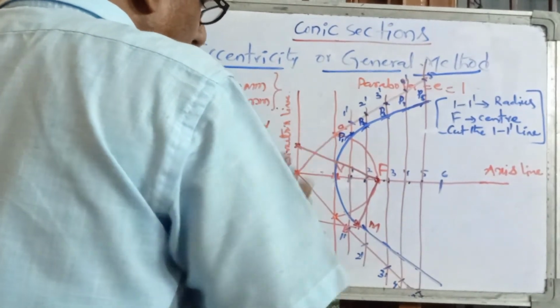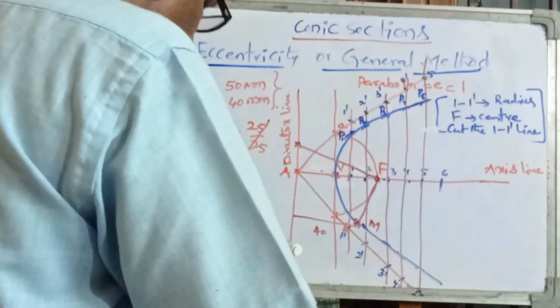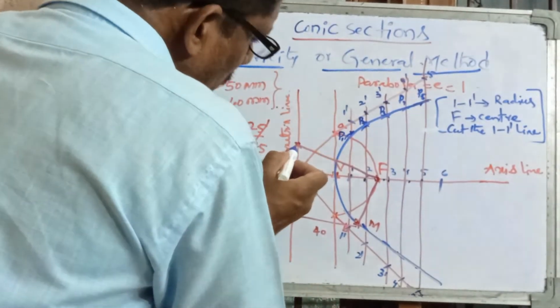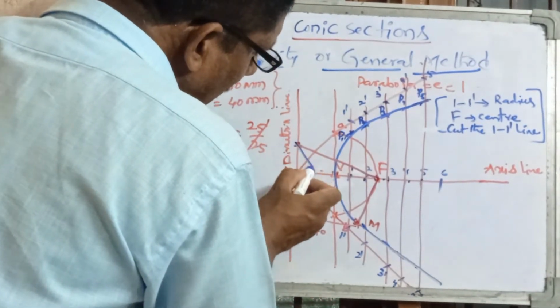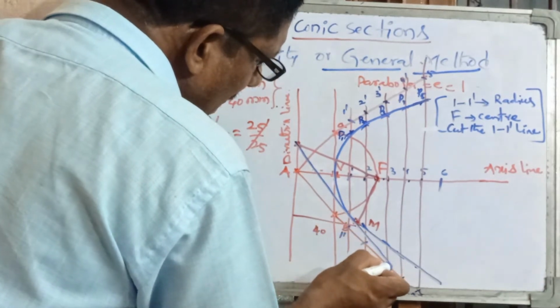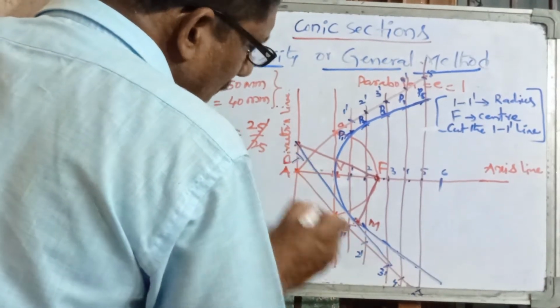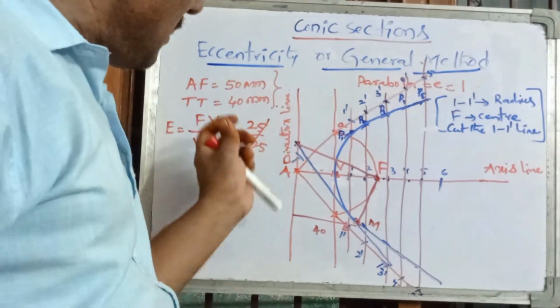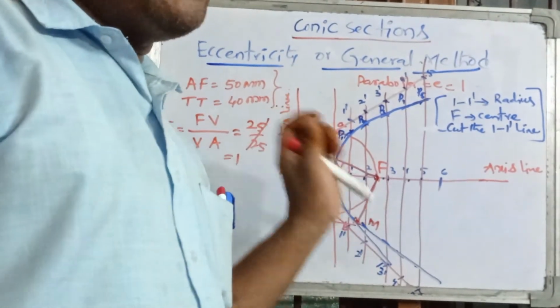So we are getting here. Now join this point, the directrix point, and the M point by a straight line and extend the line. This line is called the tangent. Why? Because it touches the curve at one point.